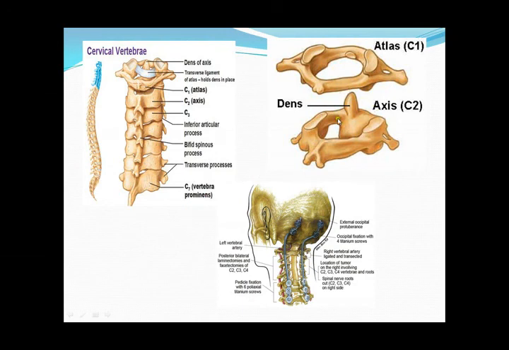Then again, in the craniovertebral junction, when there is injury, this is the C2 vertebral body, and then we go for occipital-cervical fusion.